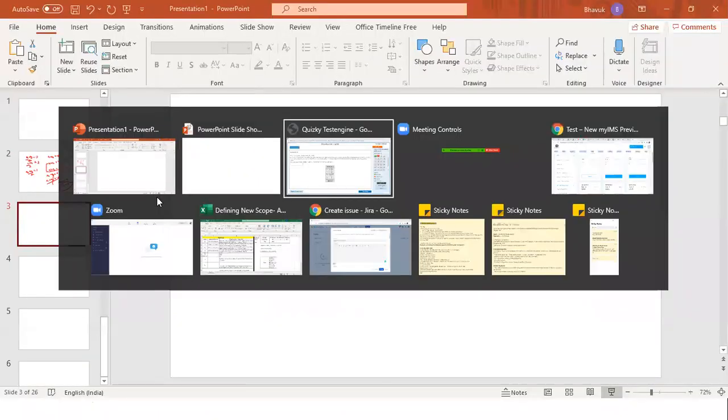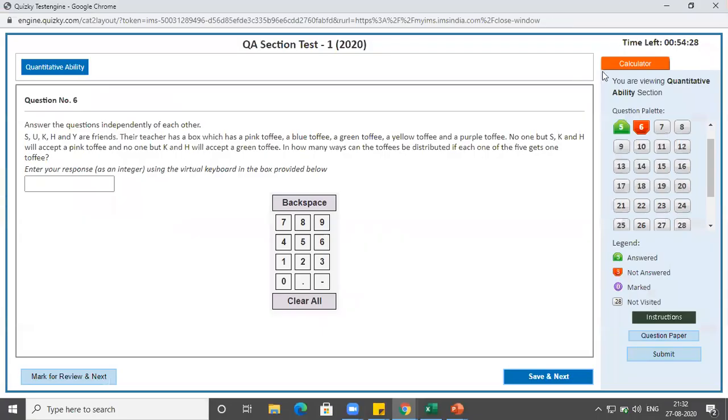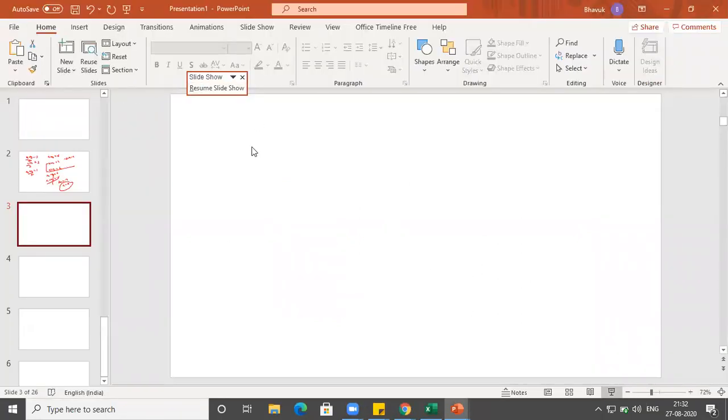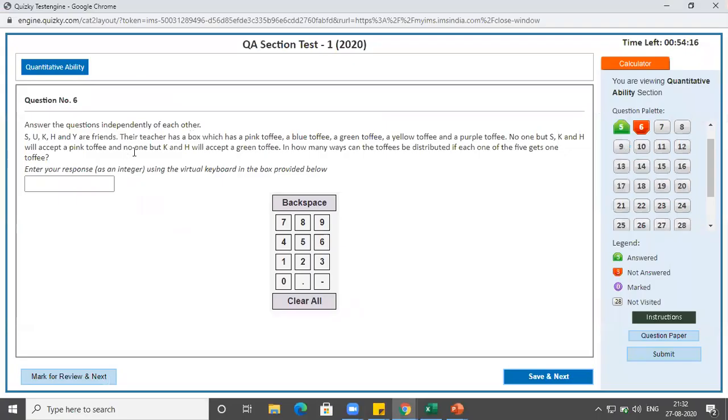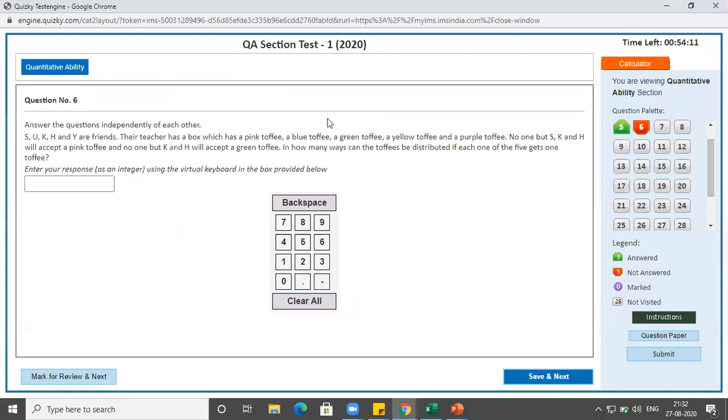So this looks like a PNC question with some constraints. It's saying that no one but S, K and H will accept a pink toffee. Toffee or coffee, who cares? Right. So that means this can go in 3 ways. One can accept in 3 ways. And then no one but K and H will accept a green toffee. So it can go in 2 ways. And in how many ways can the toffee distribution of the 5 get 1 toffee each? So the other 3 will take any way. So 3 into 2, 6, into 3 to the 6, 36 should be the answer.